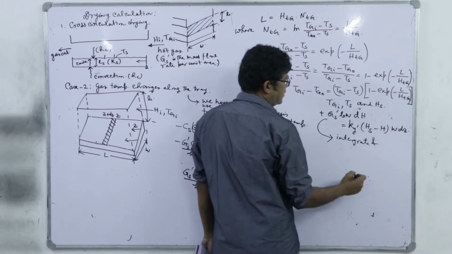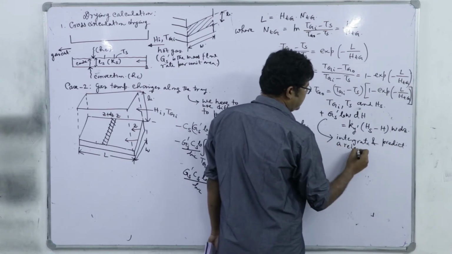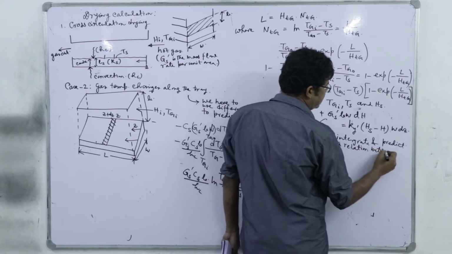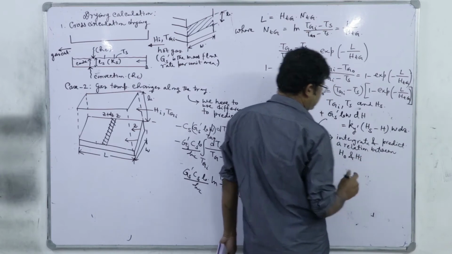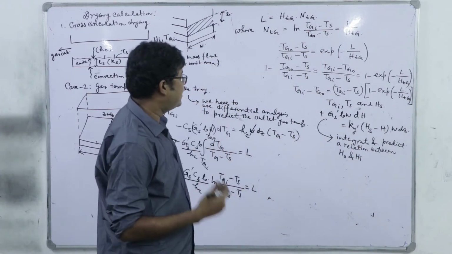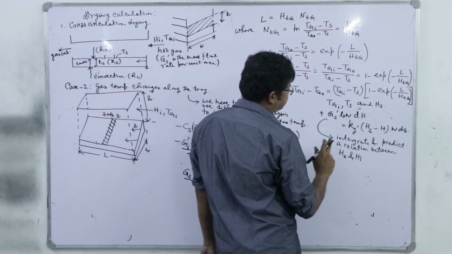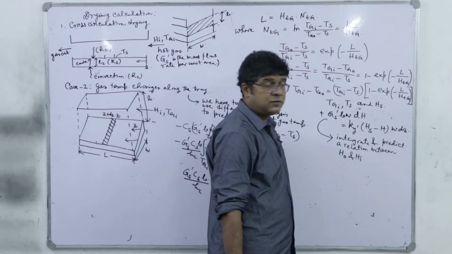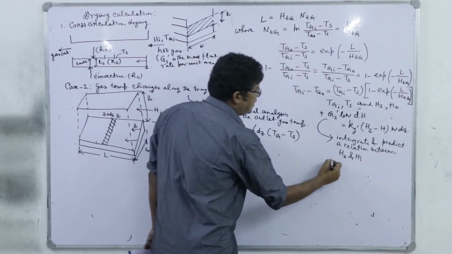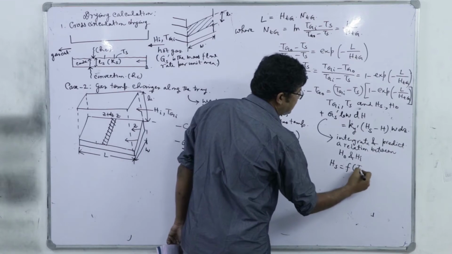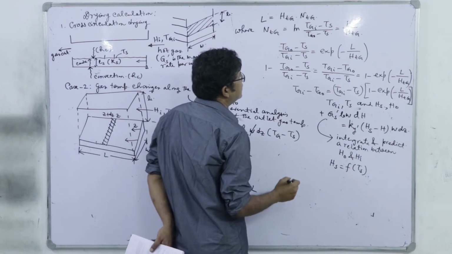and predict a relation between HO and HI, right. Inlet and outlet enthalpies you can actually relate, okay. So once we have this relation, we are introducing another new variable which is HO. So HO is another new variable. So we have two equations only, and additionally we have the equation HS is equal to a function of TS from the psychometric chart.